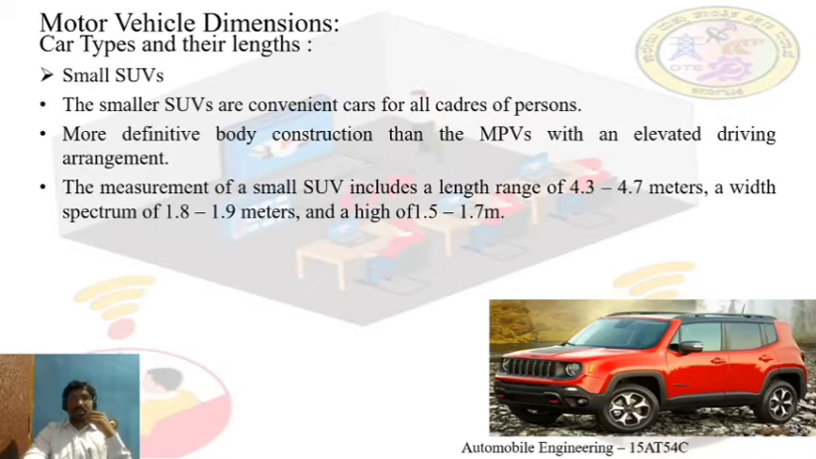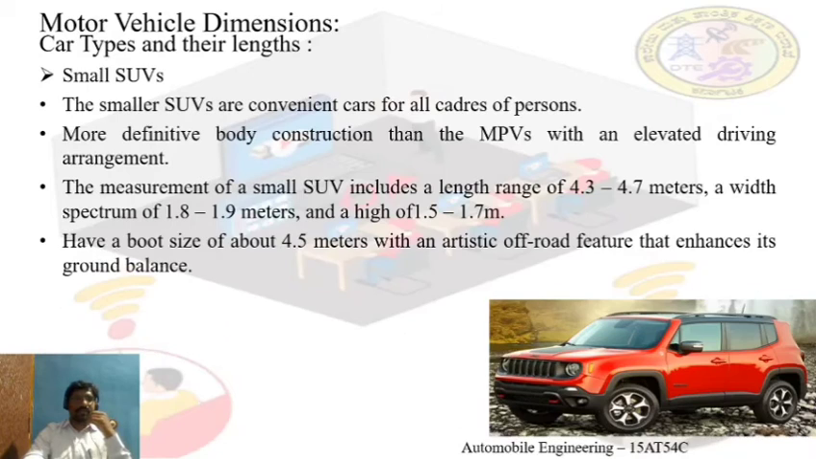If you just observe the dimensions of this small SUV, the overall length will fall under a range of 4.3 to 4.7 meters, a width of 1.8 to 1.9 meters, and a height of 1.5 to 1.7 meters. So this particular SUV will also have boot space or luggage space up to 4.5 meters.